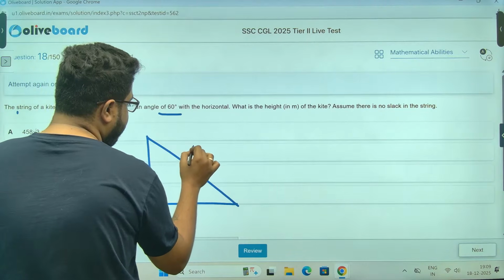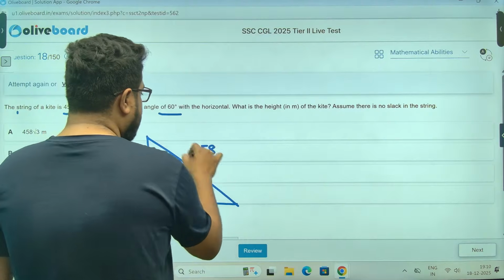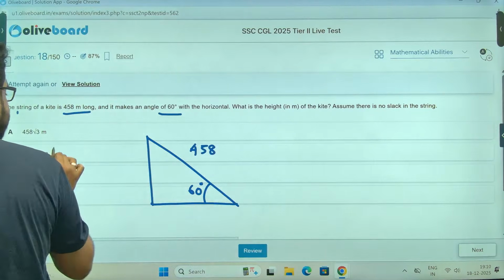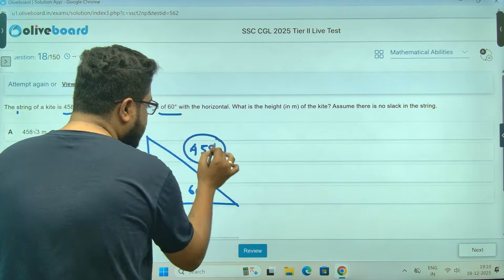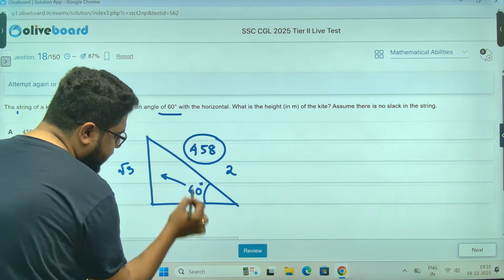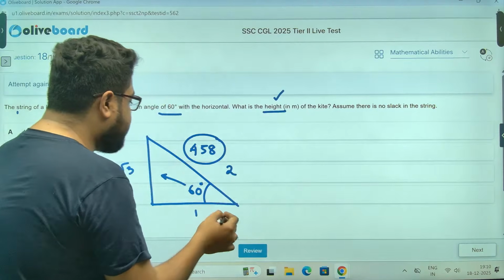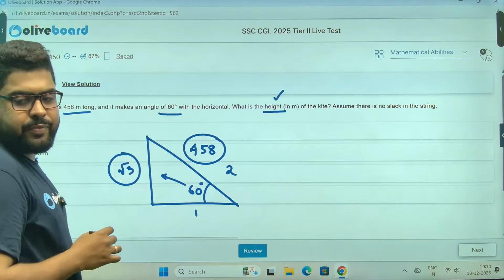So this is 458, 60 degree, 250, 229 root 3. Look, option C is the answer. Why, sir? This is 2 units, opposite to 60 is root 3 units, and this is 1 unit. They are asking the height of the kite, so opposite, that means root 3 units.